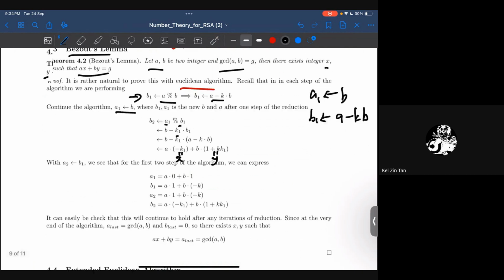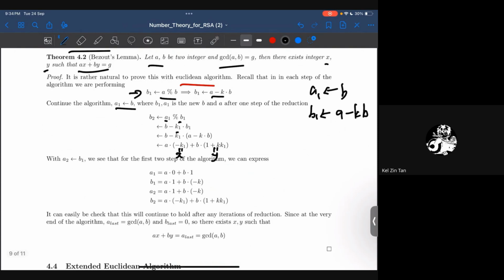And then we can see that no matter how many steps we do, we can always express the first A1, B1, A2, B2 as A multiplied by something plus B multiplied by something. So this is always possible. And the reason is because we are just deducting something with multiples of that thing. So in the end, I'm just playing around with this original A and B.